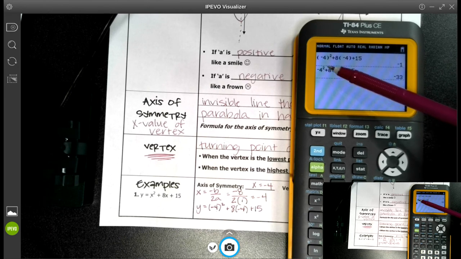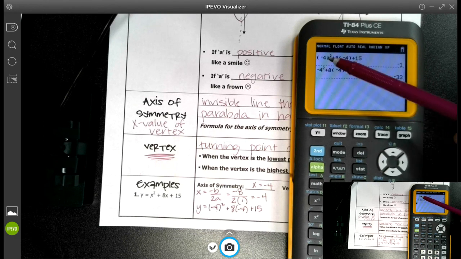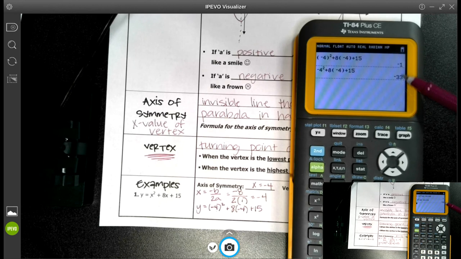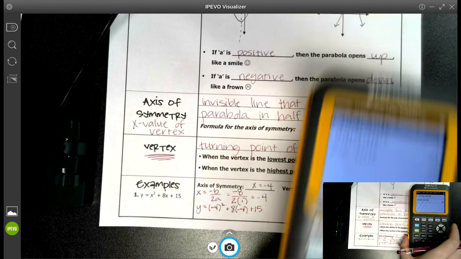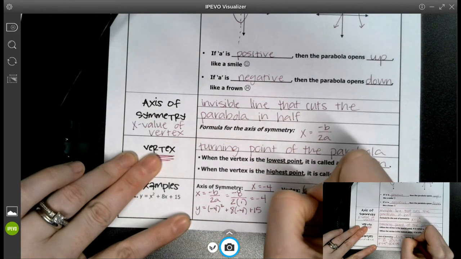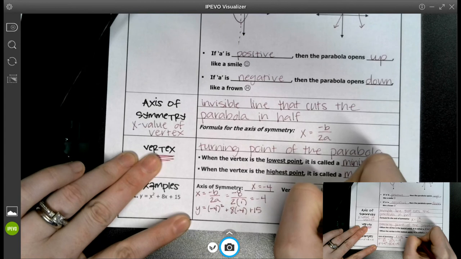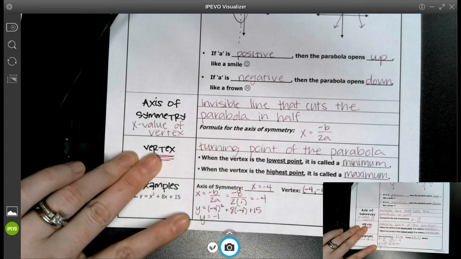4 times 4 is 16, times negative would change it to negative 16, whereas this one is positive 16. So it gives me two different answers. My answer, of course, is the one that I did first, negative 1, because the calculator read it appropriately. So my vertex then is the point negative 4, negative 1, because my y value was negative 1.